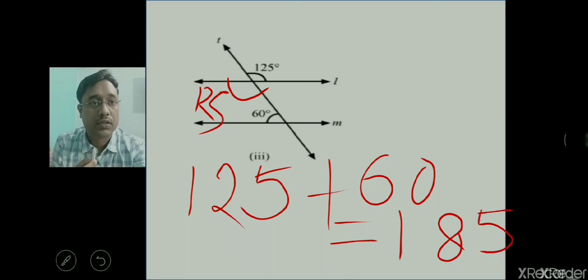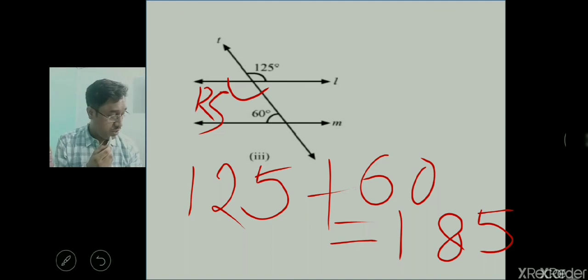That means their sum is not 180, because you know that the sum of two consecutive interior angles is 180 degrees if the given two lines are parallel. So here L and M are not parallel because the consecutive interior angles sum is not 180 degrees. In this way you can solve.